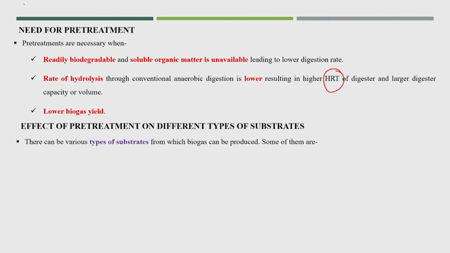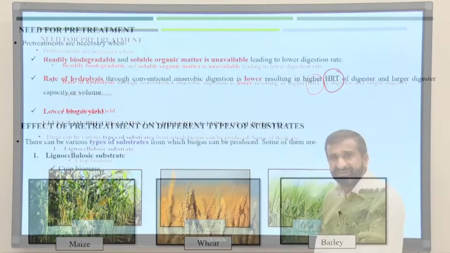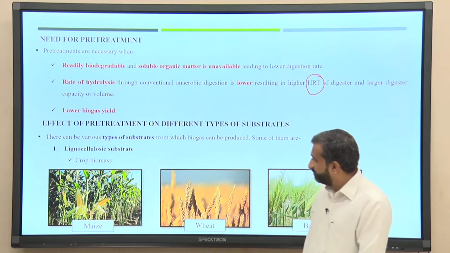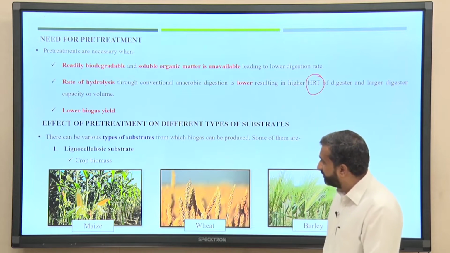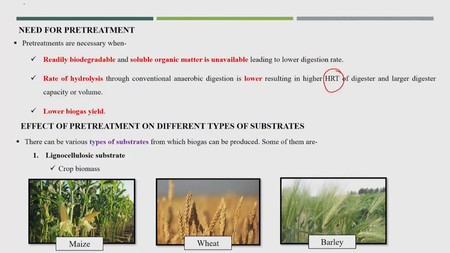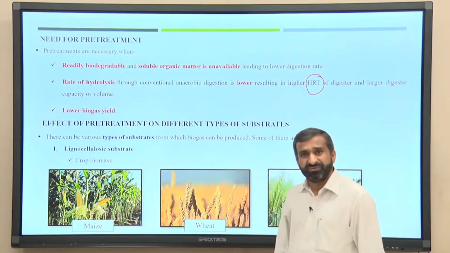So, there are various types of substrate for which biogas can be produced, and some of them are lignocellulose substrate like crop biomass. There are different types of organic matter apart from organic MSW from which it is possible to produce biogas, including lignocellulose substrate. What do you mean by this lignocellulose? It means the organic matter which has more lignin and cellulose or hemicellulose.